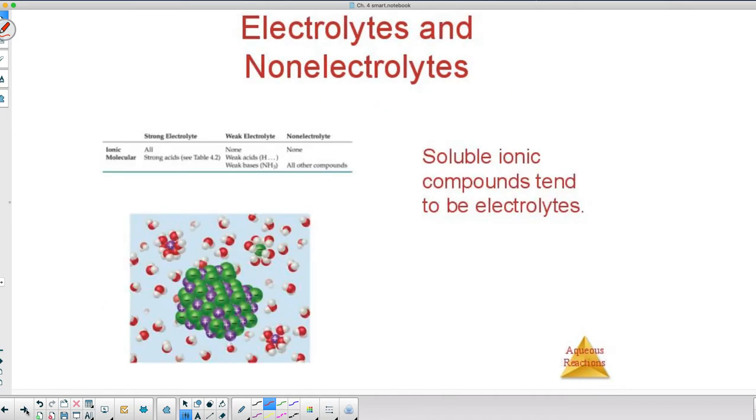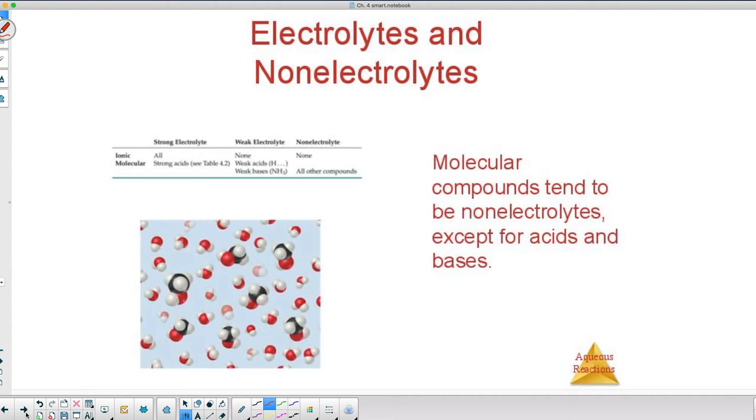So electrolytes and non-electrolytes. The electrolytes dissolve when there are ions in a charge, like soluble ionic compounds tend to be electrolytes. They can conduct electricity, just like a wire can, believe it or not. Electricity is just simply the movement of electrons. And when there are ions in a solution, there are electrons available to be moved, which is why salt water conducts electricity a lot better than pure water does. And we'll talk more about that. So when we have a molecular compound, they tend to be non-electrolytes, except for acids or bases.